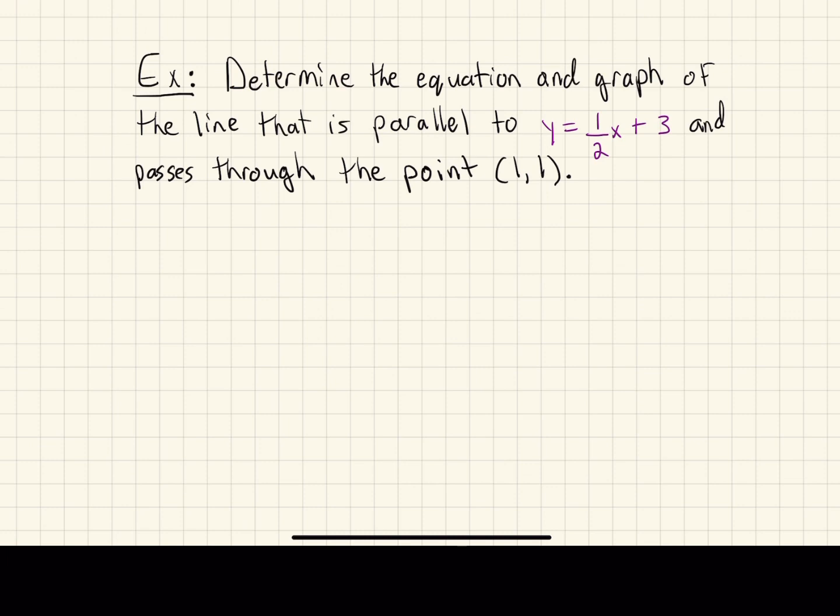So for this example, we're going to determine the equation and graph of a line that is parallel to y is equal to half x plus 3, this linear equation over here, and passes through the point 1 and 1. Okay. So a couple of things here that we're going to do as a strategy.